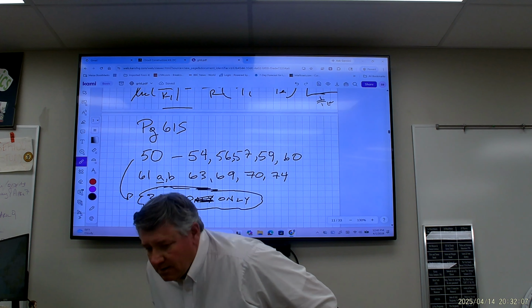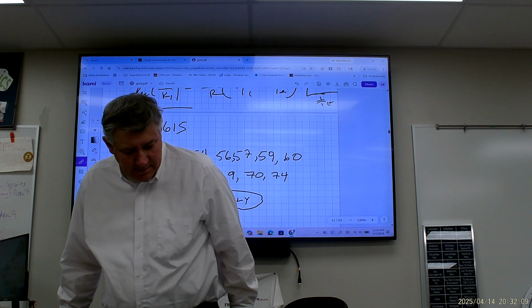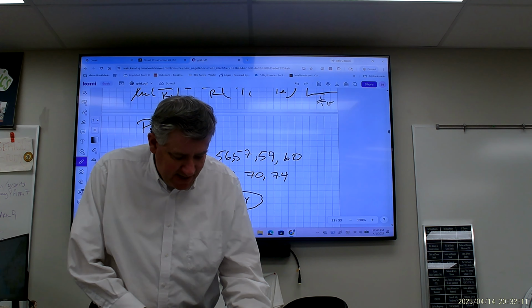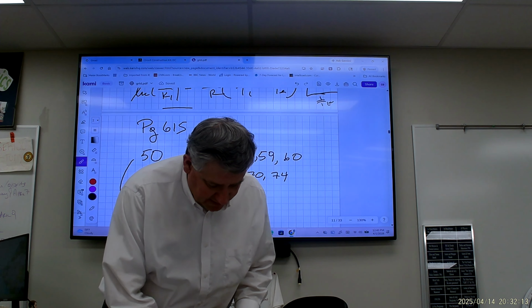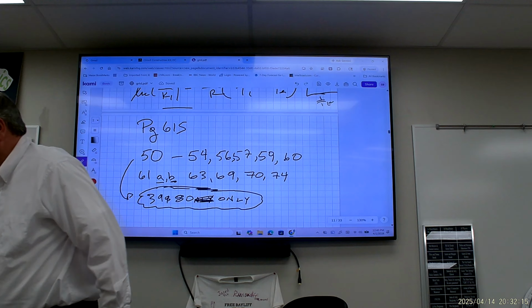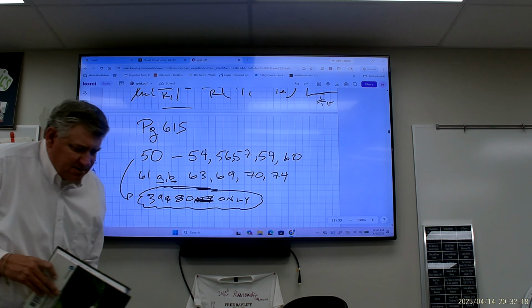Why 61A? Is 61A underlined? 61A and B, I'm sorry. I meant to unlink both of those. I have to make sure that's not on the same page.